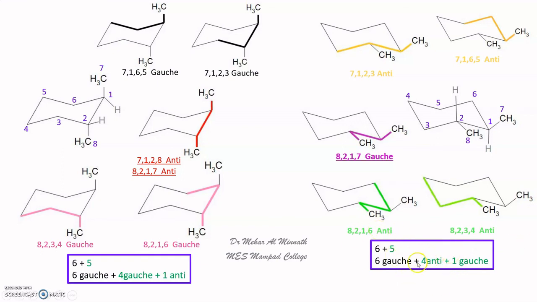So altogether here there will be only 7 gauche butane units, but here we will be having altogether 10 gauche butane units. So the difference is 3 gauche butane units, that is again 2.7 kilocalories per mole. So AA will be having 2.7 kilocalories per mole extra energy than EE. And that's why EE is considered to be more stable. So in case of trans isomer, EE conformer is more stable.